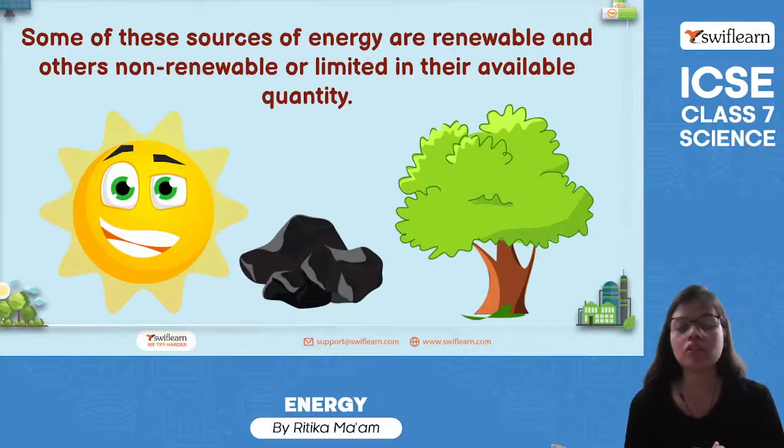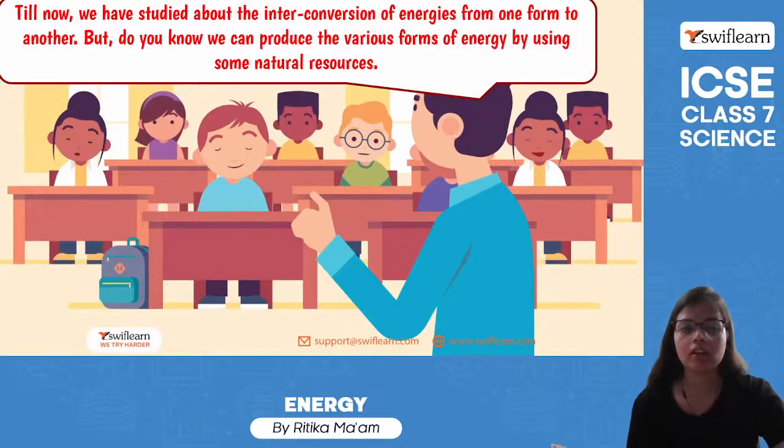Next, the sources of energy are of two types, renewable and non-renewable. What are renewable sources? Those which are not ending any time, like the sun. So these sources are renewable. But fossil fuels, like coal, are non-renewable, because we cannot form them again and again, and once finished, they are finished. They will take millions and millions of years to form again.